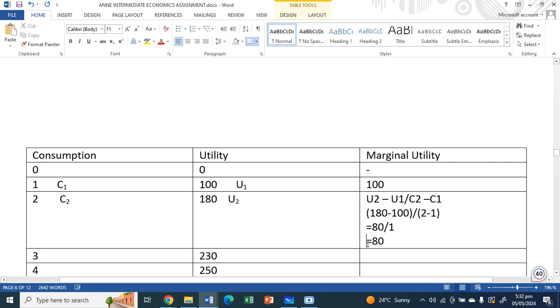Yes. So here, when we increase our consumption from 1 unit to 2 units, our utility increases from 100 to 180 units. So the additional utility that we get when we increase consumption from 1 unit to 2 units is 80 UTUs. That's the additional satisfaction that we have got. Any questions before I move to the next part?